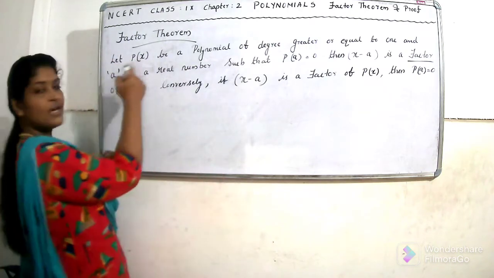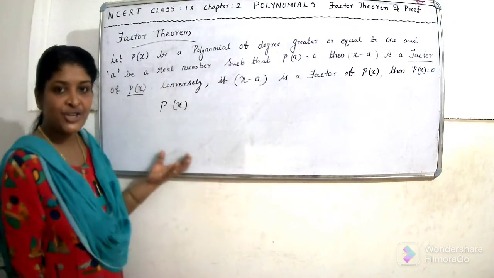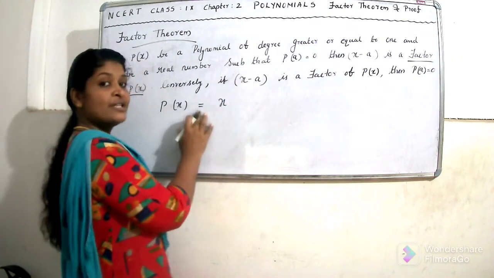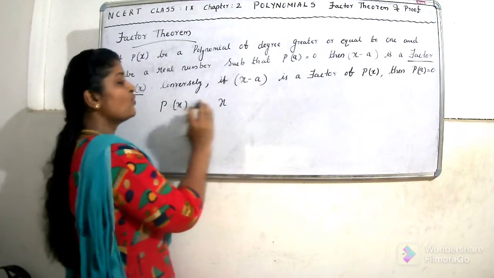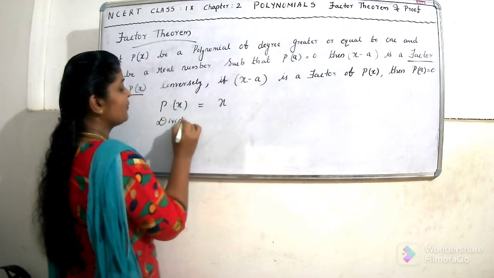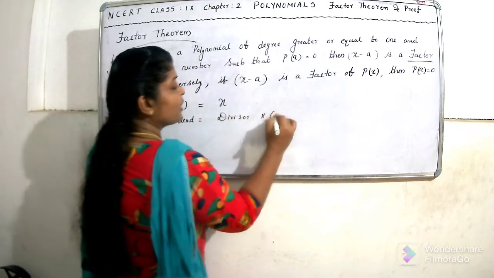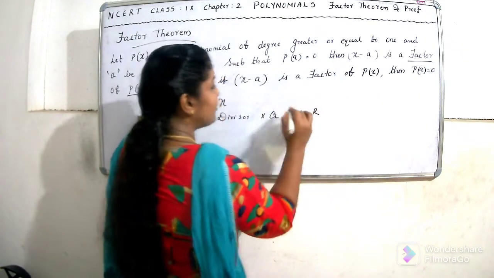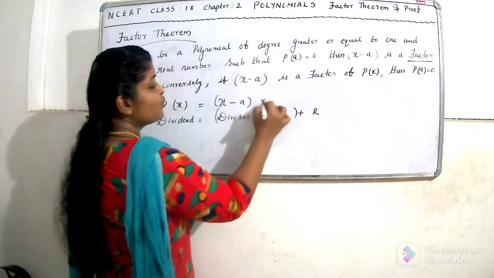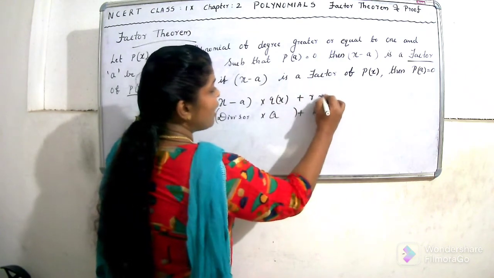So we have to consider a polynomial. Let the polynomial be P of x, because this is in general. We know dividend is equal to divisor into quotient plus remainder. So divisor is x minus a, into quotient q of x, plus remainder, that is r of x.